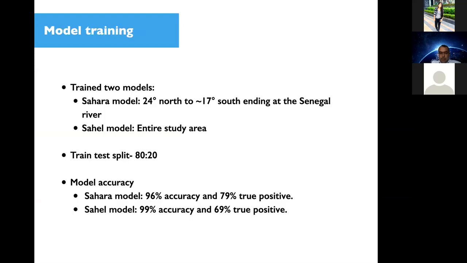Okay, so we trained two models now. One model was only for the desert part, and the other model covered the whole study area. The reason we did that was that in the desert, the number of trees is very low as compared to the whole study area. So if we had a model only for the Sahara, we were able to achieve very high accuracy in this area. Our models achieved 96% accuracy and 99% accuracy for the two areas, and 79% true positive rate and 69% true positive rate, respectively.